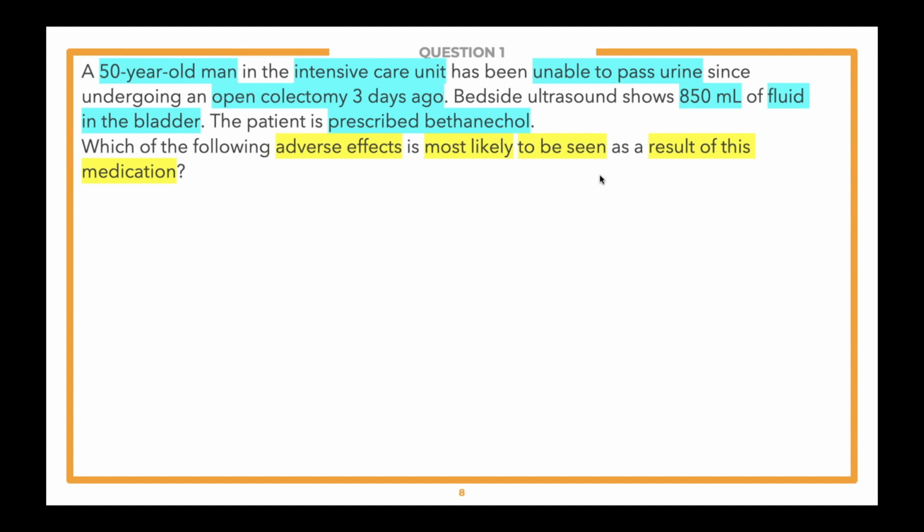They may take it a step further and say, maybe there's a couple of possible adverse effects, and maybe one of them is more likely than another one because of this patient. But I think it's at least a 1-step question where we need to know the side effects of this medication. So let's go ahead and take a look at those answer choices.